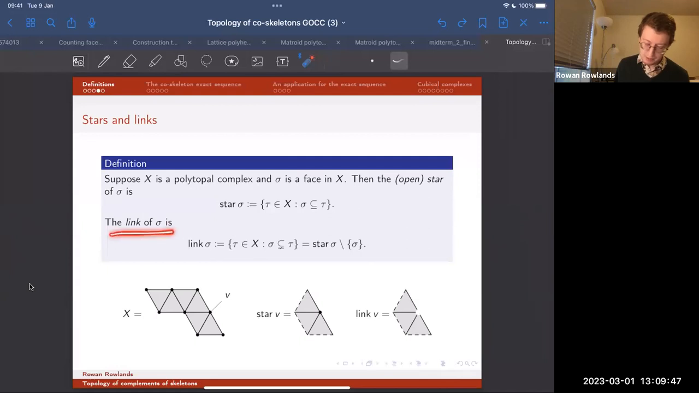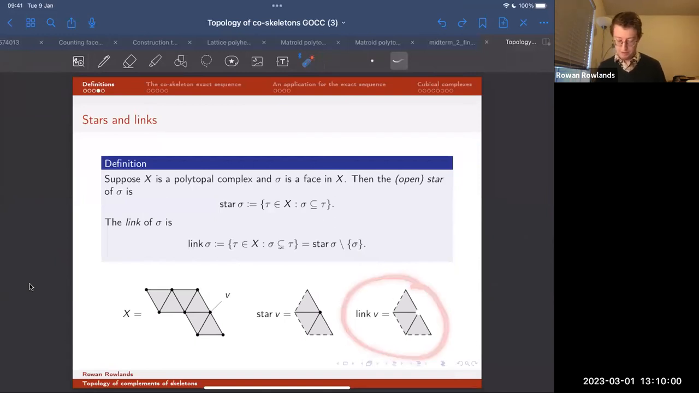The link of sigma is pretty similar. It is the set of faces of the polytopic complex that contain sigma, but aren't equal to sigma. So exactly the same as the star, but we just delete the face sigma itself. So here's a picture of the link of this vertex. It's the same as the star, except the vertex itself has been removed from the picture. If you're familiar with simplicial complexes, you might notice that this definition is a little bit different from the usual definition of a link of a face.